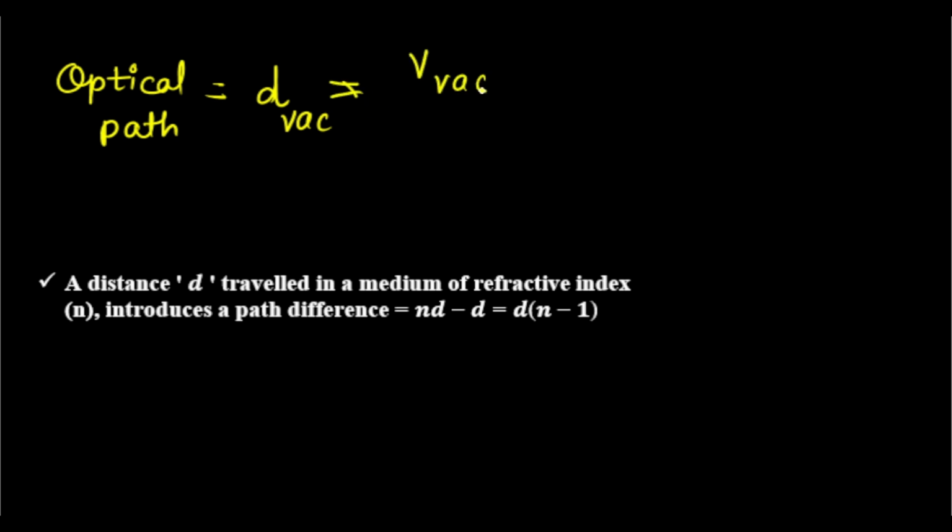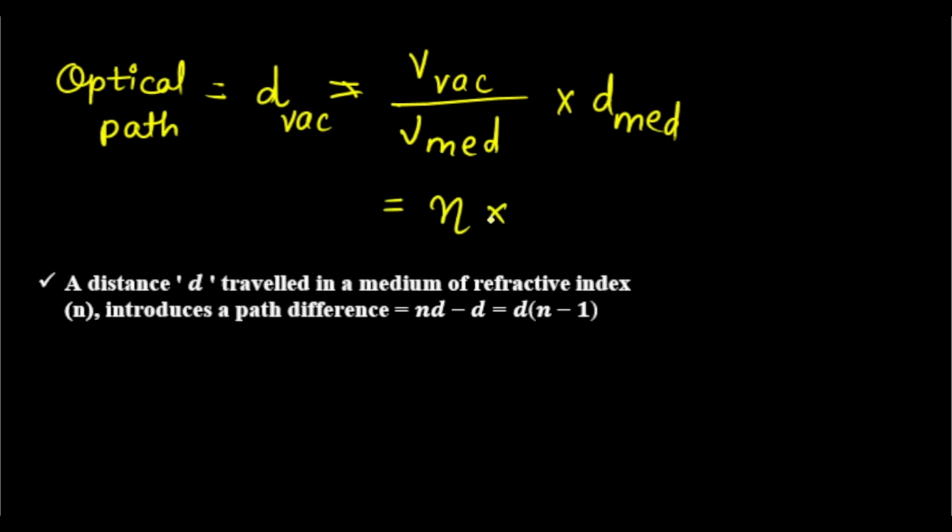Now, the optical path formula we should know. Optical path is equal to nu in vacuum divided by nu in medium, into d in medium. So here we get n into d in medium. This is the optical path formula, and this is really important.